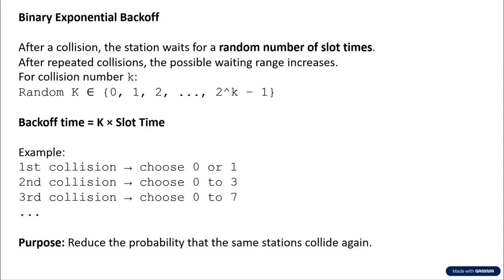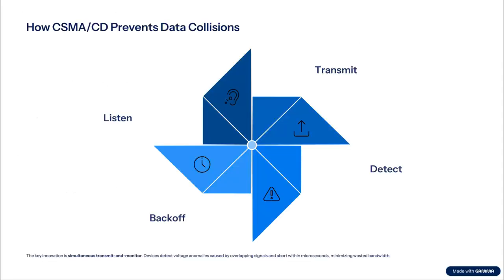So that's given in the example. First collision, choose 0 or 1. Second, 0 to 3. Third, 0 to 7. Fourth, 0 to 11. So what is the purpose? Reduce the probability that the same stations collide again and again.